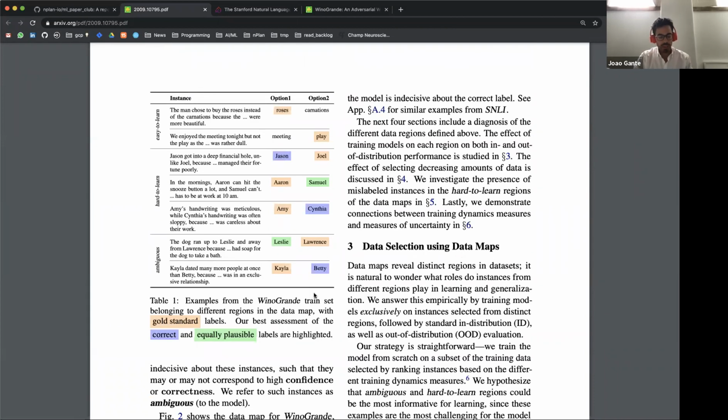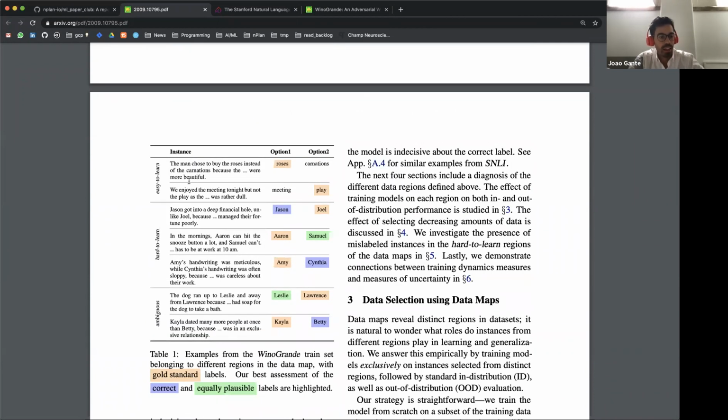The next thing I would like to talk to you about is this Table 1. They theorize that the hard to learn examples could correspond to incorrect labels, and they provide a few examples. If you look at this example, it is clear that it is incorrectly labeled. "Amy's handwriting was meticulous, while Cynthia's handwriting was often sloppy because X was careless about their work." From this sentence, you would say that Cynthia was careless about her work because her handwriting was often sloppy. However, the correct label, according to this dataset, is Amy.